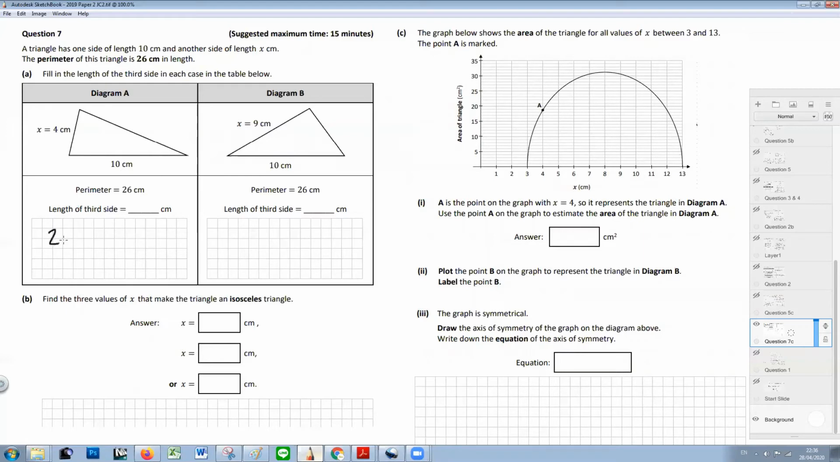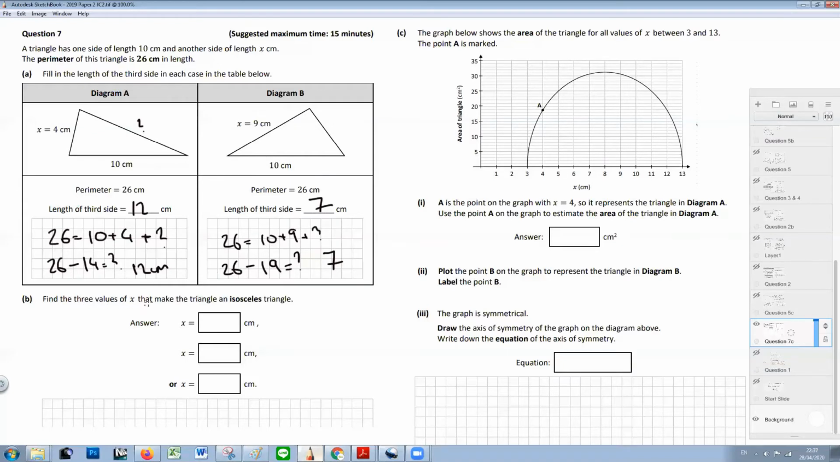So the first thing we know is it's going to be 26 in total is equal to 10 plus 4 plus, and I'll just put that as a question mark for now. So it's going to be 26 minus 14 is equal to the question mark, and therefore it's going to be 12 centimeters. So this side is 12 centimeters. We have to do the same thing for this. So this is going to be 26 is equal to 10 plus 9 plus question mark. So it's going to be 26 minus 19 is equal to question mark. Hence, it's going to be 7. So that's 7. So I hope that was pretty clear.